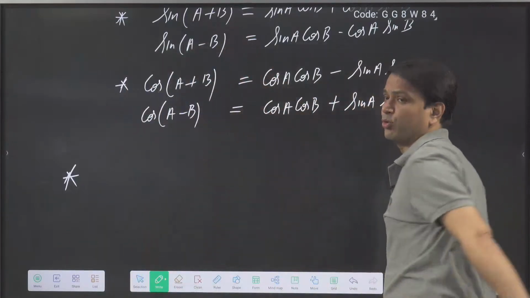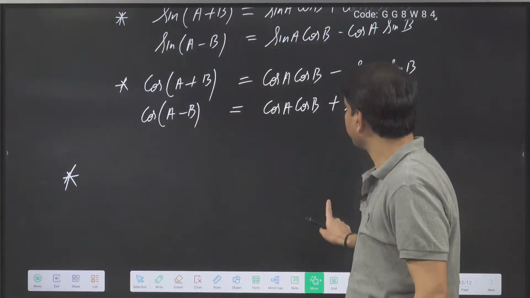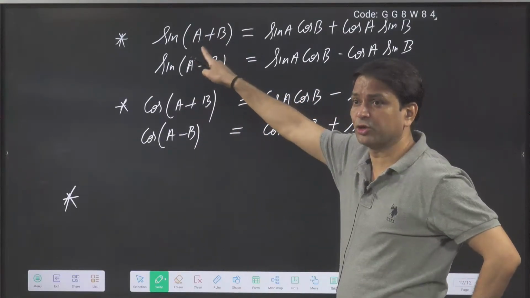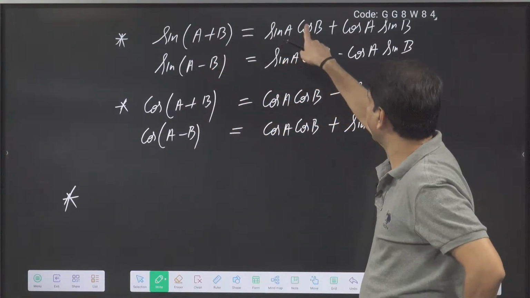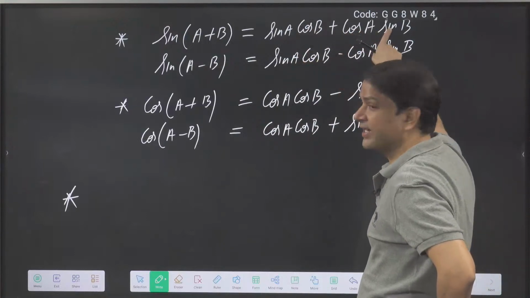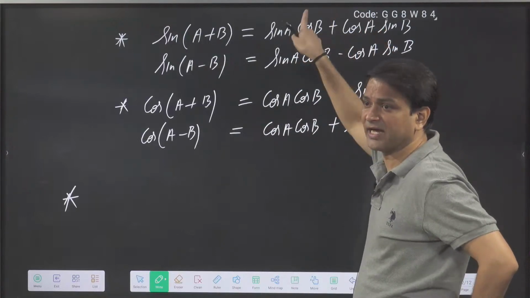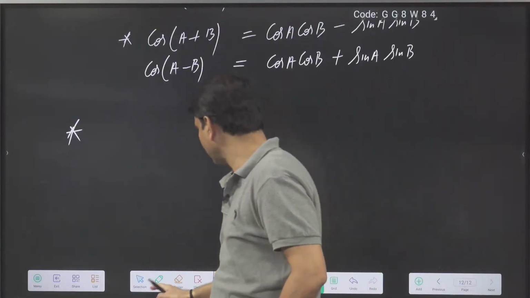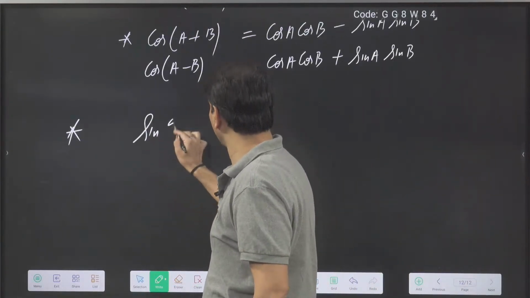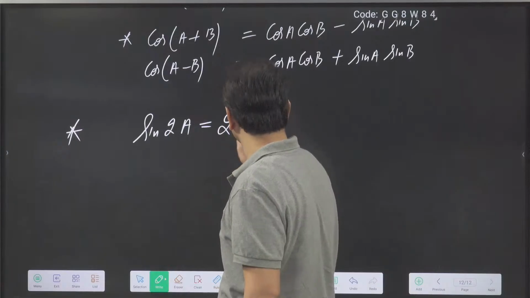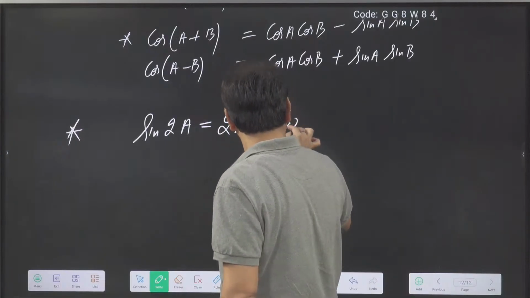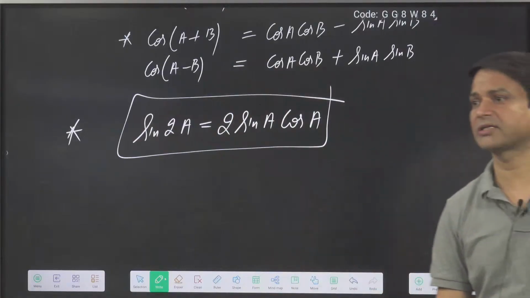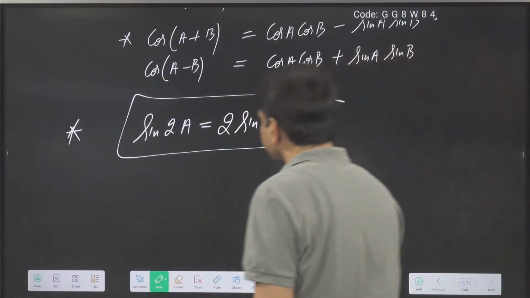In this, suppose I am taking b equal to a. Then a plus a, what will I get? 2a. So sin 2a: sin a cos a plus cos a sin a, which means sin a cos a plus sin a cos a. Then what is the formula of sin 2a? Sin 2a is equal to 2 sin a cos a. That is the formula of sin 2 theta: sin 2 theta is 2 sin theta cos theta.